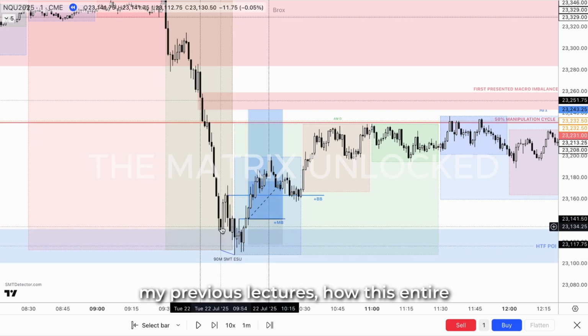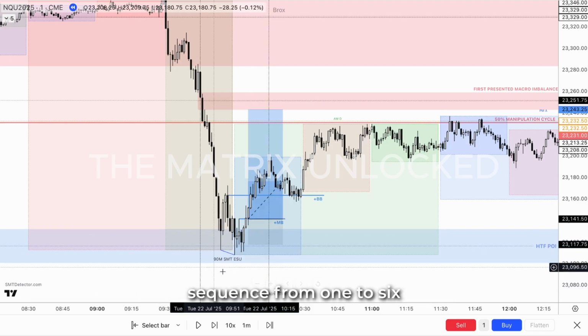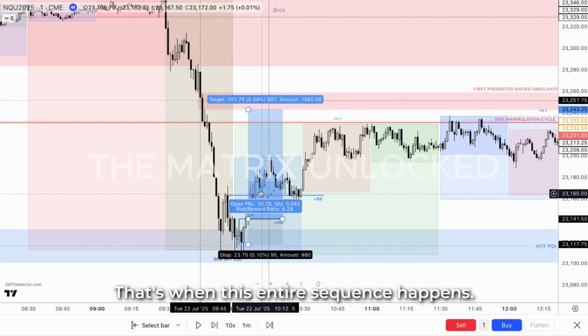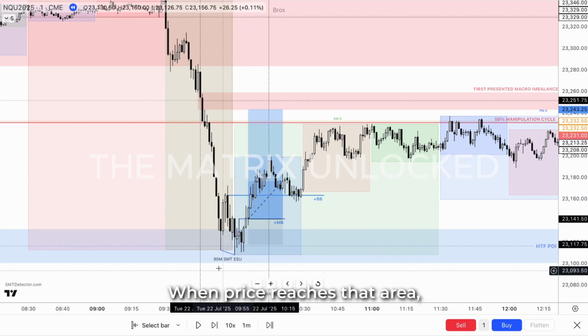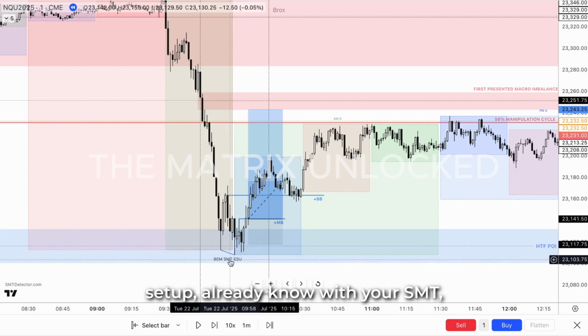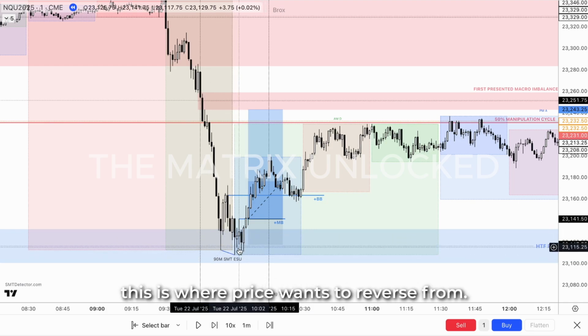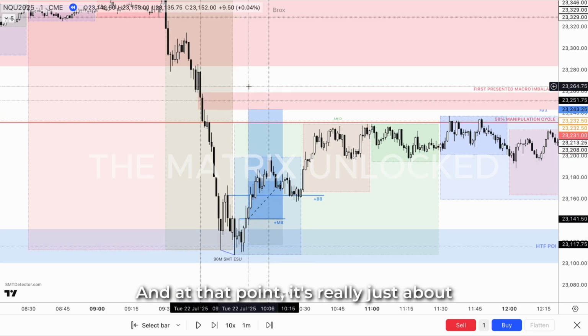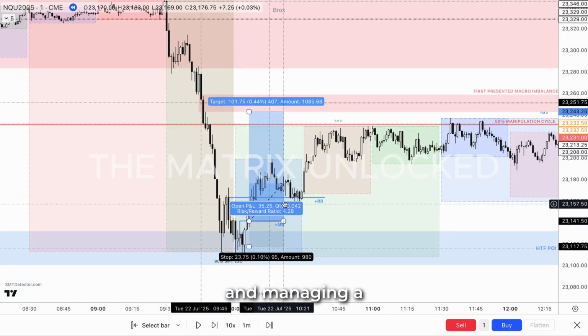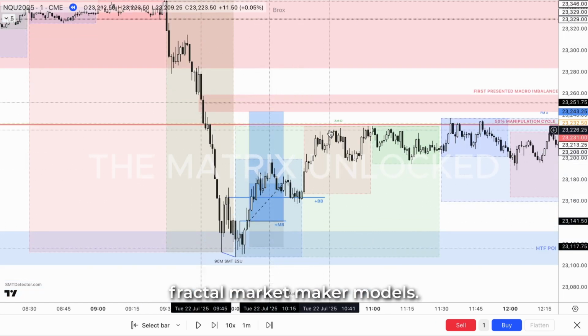So do you now see how we can blend these time elements, like the cycle low I mentioned in my previous lectures, how this entire sequence from 1 to 6, or if you have more steps, whatever it may be, everything gets aligned at your point of interest. That's when this entire sequence happens. When price reaches that area, starts slowing down, forming a setup, you already know with your SMT, this is where price wants to reverse from. And at that point, it's really just about finding the right take profit areas and managing your position correctly according to the fractal market maker models.